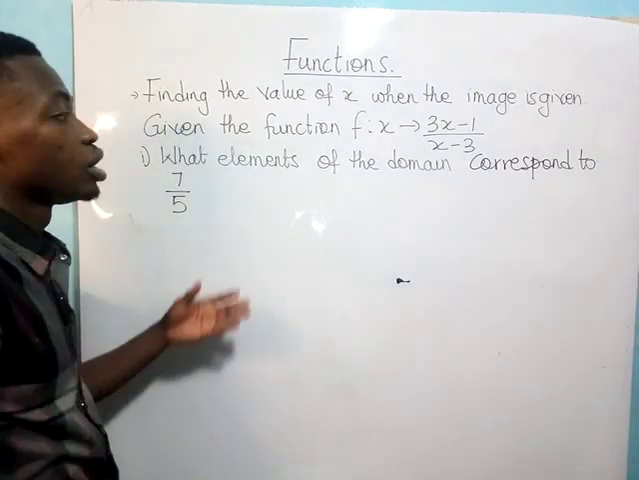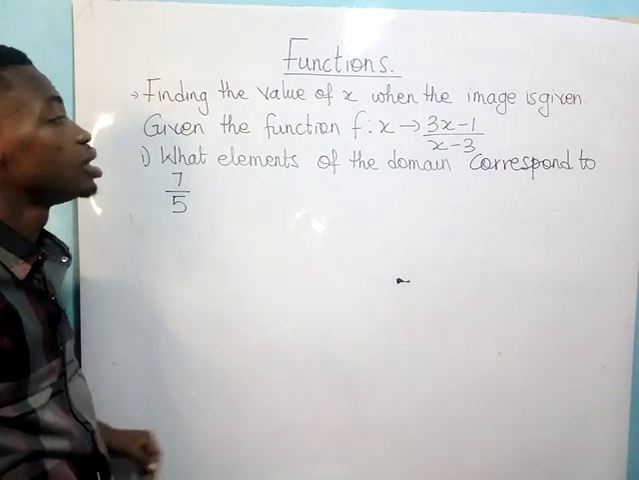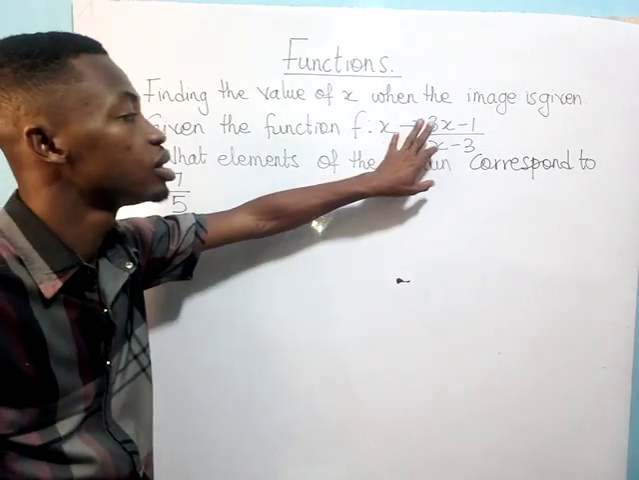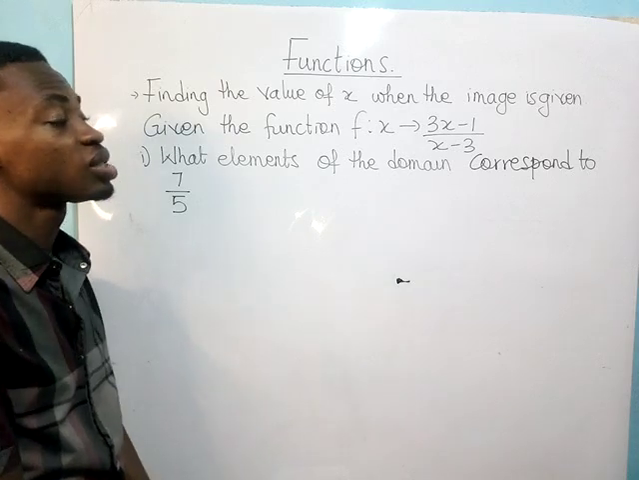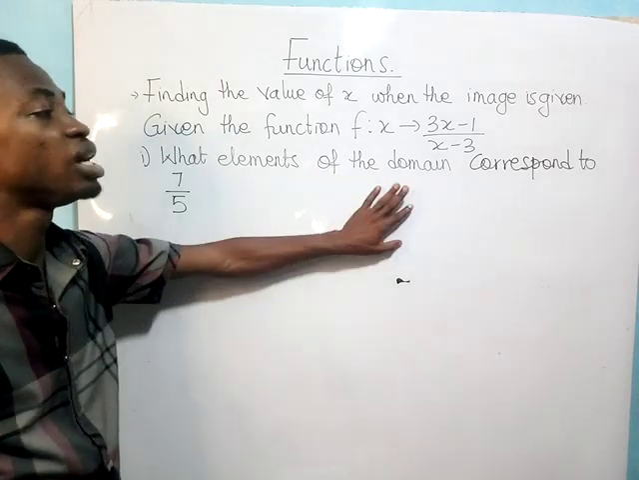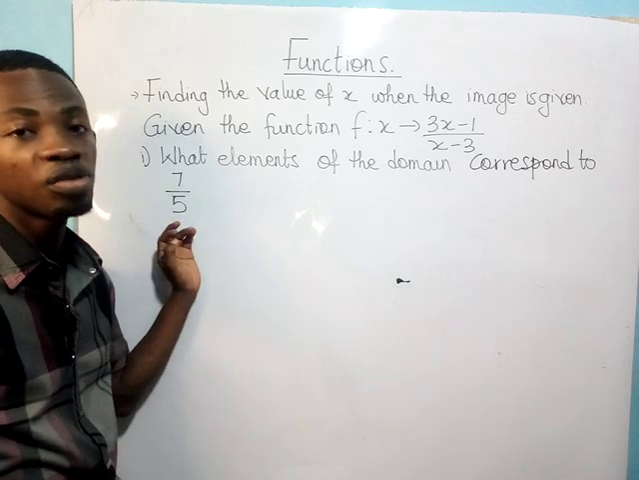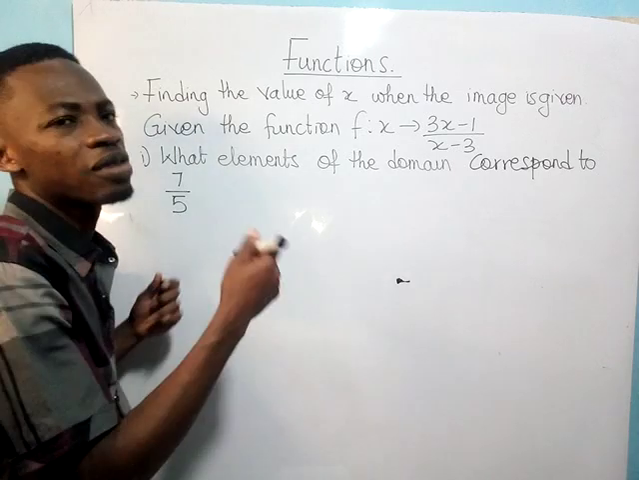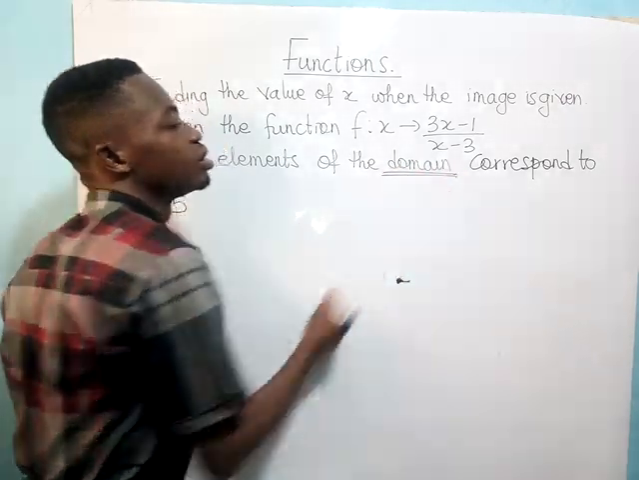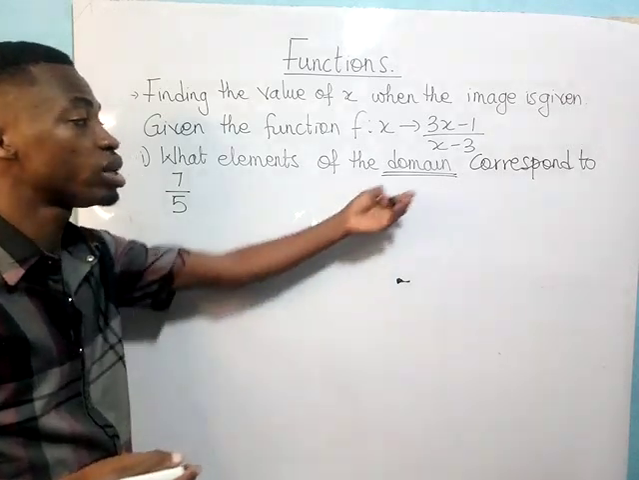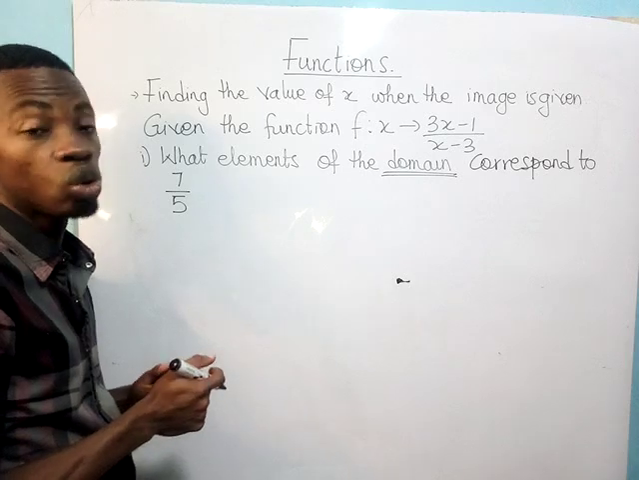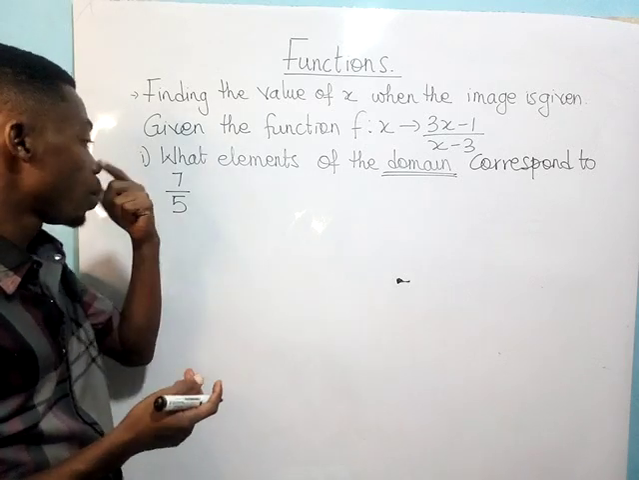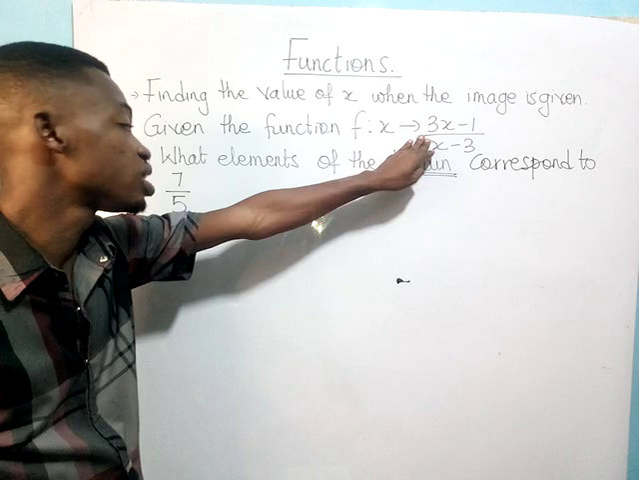Okay, we have another question. It says that given the function, our function maps to 3x minus 1 over x minus 3, what elements of the domain correspond to 7 over 5? It is still the same as finding the value of x. Because we use x for the domain and we use y for the codomain, here we just have to equate the given function to this.